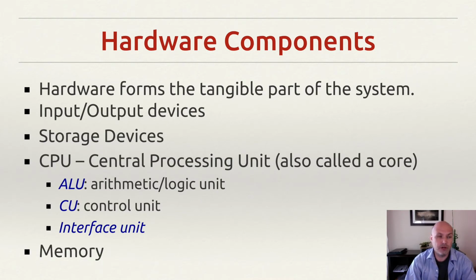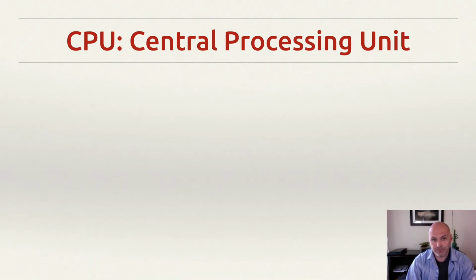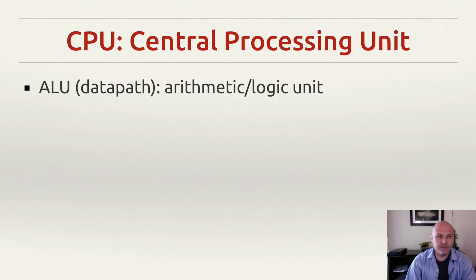We also have memory. Now, memory can come in many forms, but we're going to concentrate on memory as you think of RAM or random access memory, but the actual memory that you are currently using in your program to work on an active program and the data that goes with it. So let's look a little bit deeper at the CPU and its components.